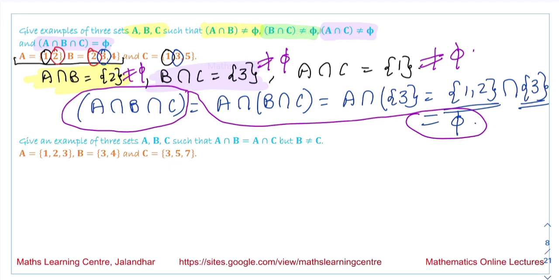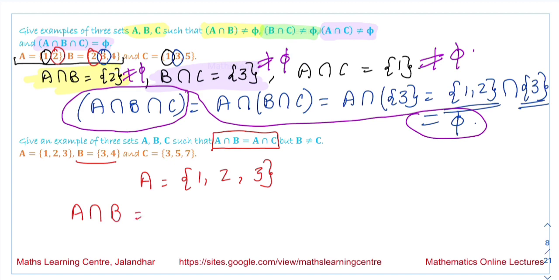Next is: give an example of three sets such that A intersection B is equal to A intersection C, but B is not equal to C. So we have given this example over here. We are saying the set A has elements 1, 2, 3. In the set B, elements 3, 4 are there. So A intersection B has element 3 over here.